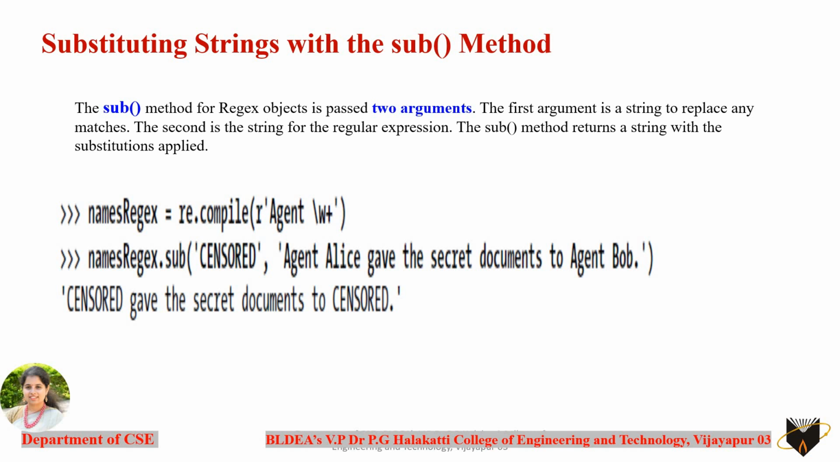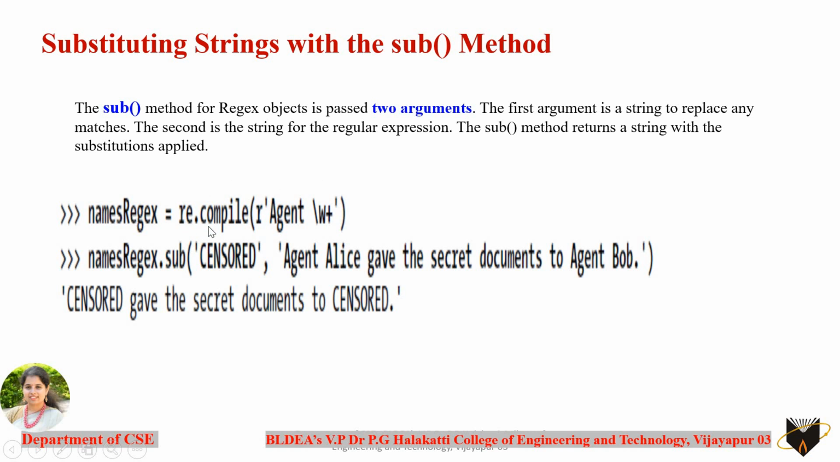Coming to the next method, which is the substitute method, where you want to match a particular pattern and replace that pattern with a new value. For doing that, you are going to use the sub method of the regular expression, and it takes two arguments. The first argument is the string to replace the matches with, and the second is the string for the regular expression. So the first argument is the replacement value that you want to substitute into the second argument, that is the input string.